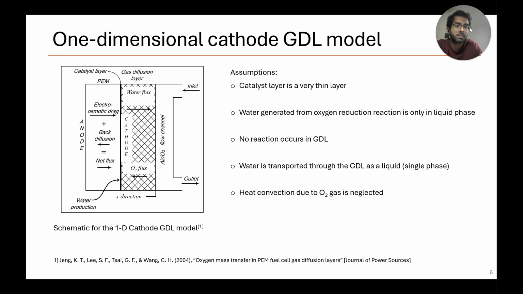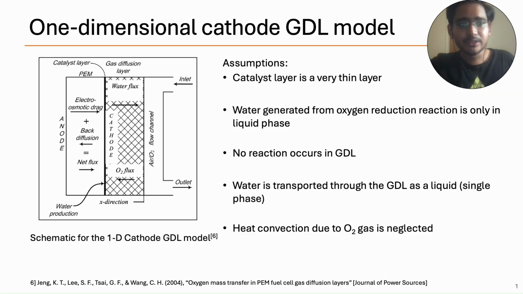Next, Saga will be describing the assumptions, governing equation, as well as the initial and boundary conditions for solving the transient model. In order to describe the mathematical modeling of the system, we consider a one-dimensional cathode GDL model. Here are the assumptions for the same. The catalyst layer is a very thin layer, so we can treat it as a surface where the reactions occur uniformly. The water generated from oxygen reduction is only in the liquid phase.